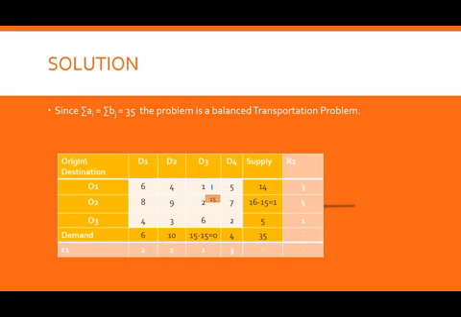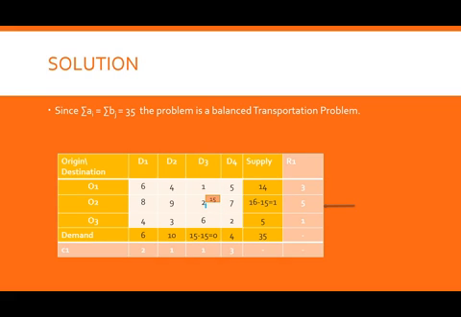So what is the penalty here? Least cost is 1, next least is 4, difference is 3. Least cost is 2, next least is 7, difference is 5. Least cost is 2, next least is 3, difference is 1. Here 4, 6, difference 2. 3, 4, difference 1. 1, 2, difference 1. 2, 5, difference is 3. So there is no confusion at all. So the maximum penalty is 5. I am supposed to pick this row.